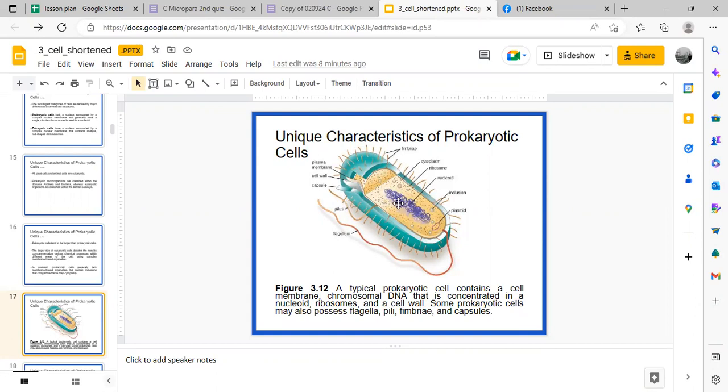So aside from the DNA found here in the nucleoid region, meron ka pa ring extra chromosomal DNA. So we call that plasmid. So ito yung kinukuha natin sa bacteria. Tapos sa genetic technology, sinisingitan natin ng mga genes, no, para gumawa ng mga insulin and other important chemicals for our health or for medicine.